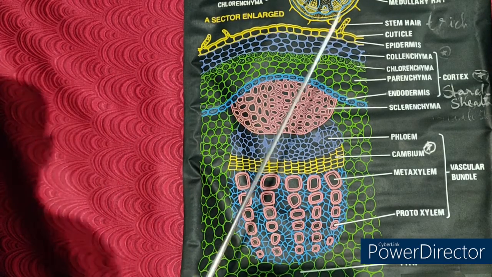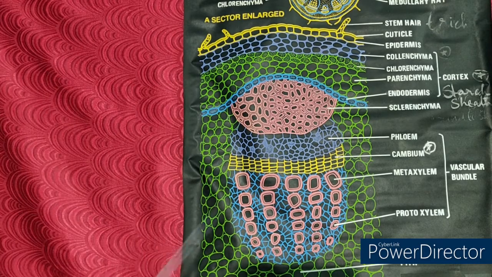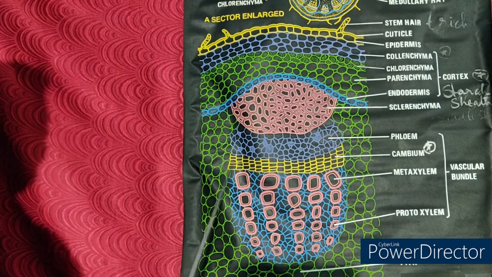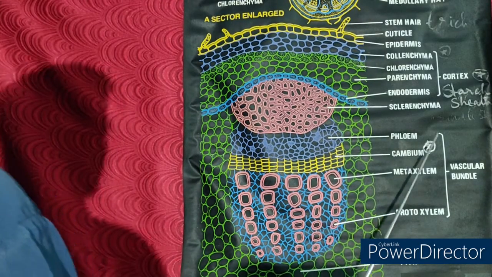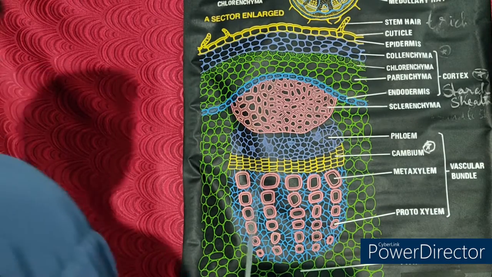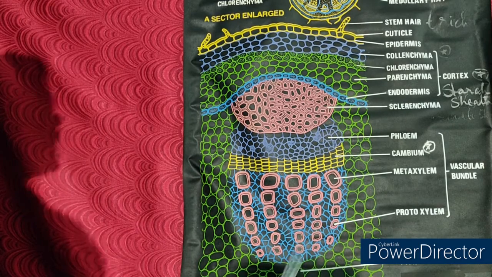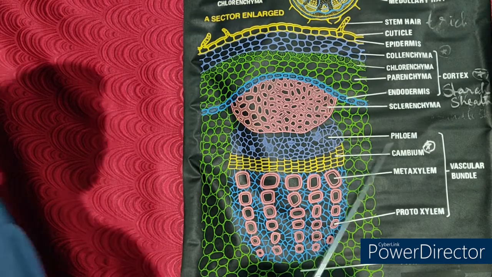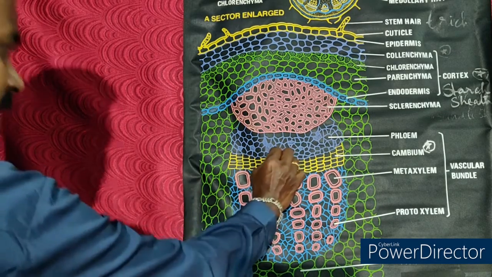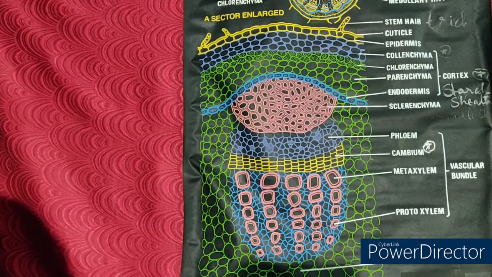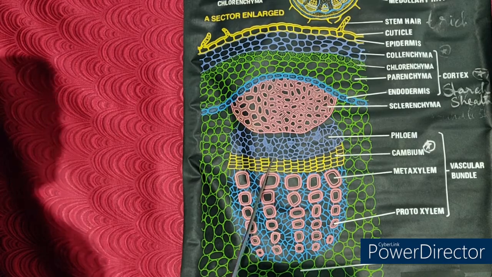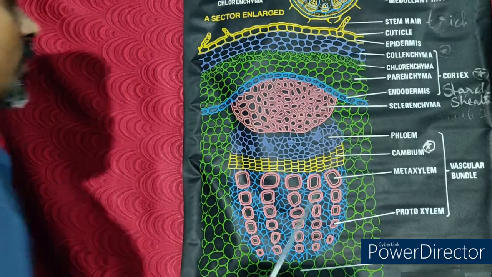open. Okay, conjoint, collateral, endarch and open. What is open? As we learned before, it is the presence of cambium tissues. If there is presence of cambium tissues, that results in the secondary growth of other tissues. That is, it initiates the growth of other tissues, and hence it is known as open type of vascular bundle. That is, it helps in the increase in number of the tissues, and so this kind of vascular bundle is known as open type. That is, if cambium is present, it is known as open type.